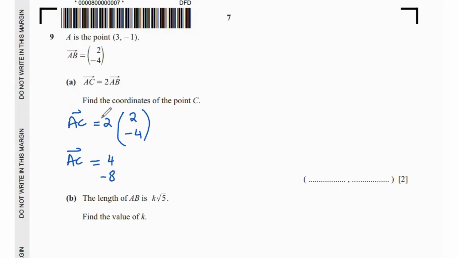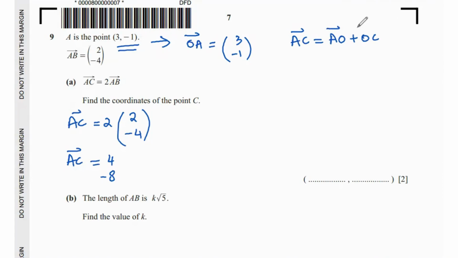That's AC. So if you notice, they've given us the coordinates of point A. Point A is basically the vector position of point A from the origin. So vector OA, the position vector of A is going to be 3, -1. Now AC is basically AO plus OC. We're going from A to O, then from O to C. That's the route that we're following.